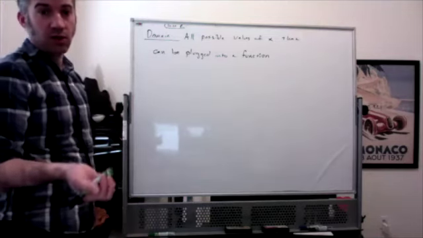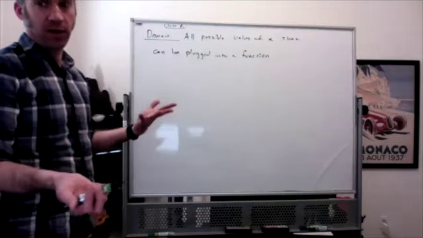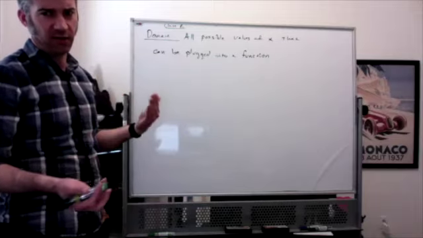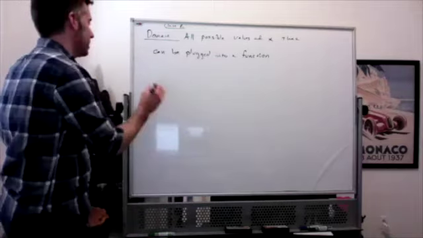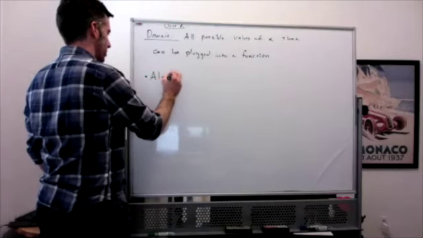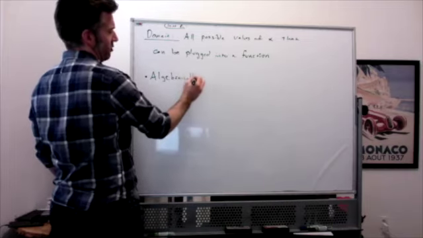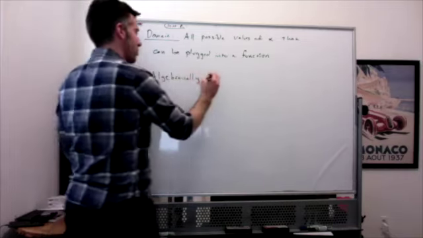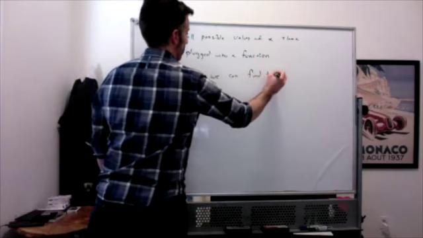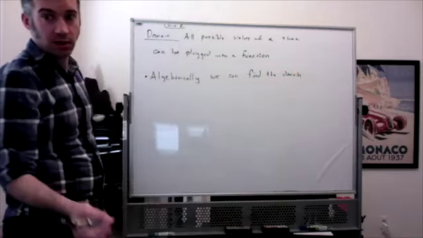We can usually find the domain by looking at the graph or by looking at it algebraically. I'm usually more of an algebraic person. You can see the domain graphically, but it's usually easiest to do it algebraically. We can find the domain as follows.